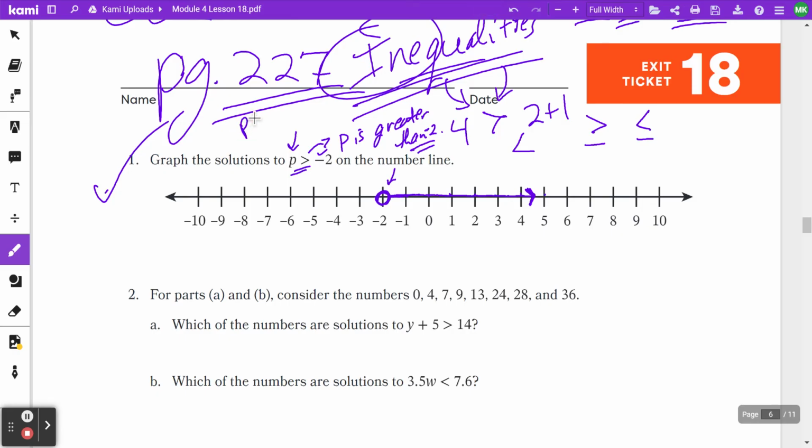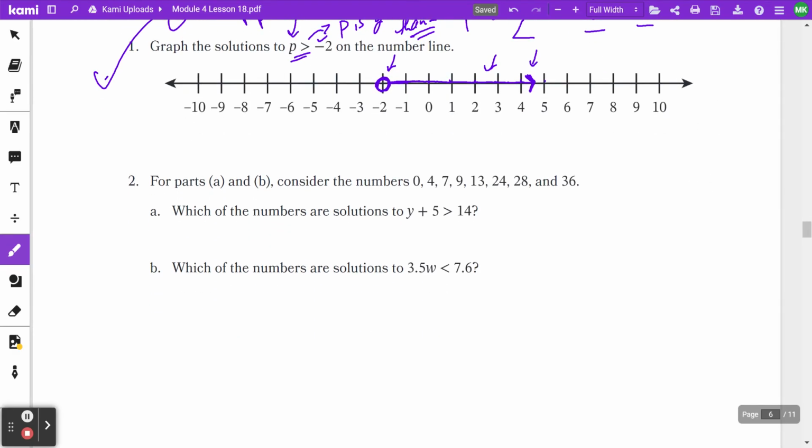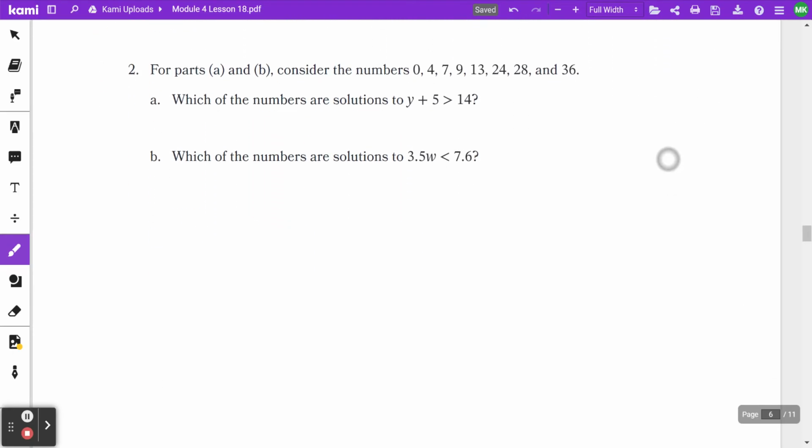So p could equal 2, p could equal -1, p could equal 5. It could do all of those things, and that's why we're doing it like that. P can be any value that is greater than -2, and the arrow symbolizes that. So that's how that works, and maybe we'll do a couple more in a minute. Perhaps this should have happened first, so we have a good understanding of inequalities. So here I have y plus 5 is greater than 14.